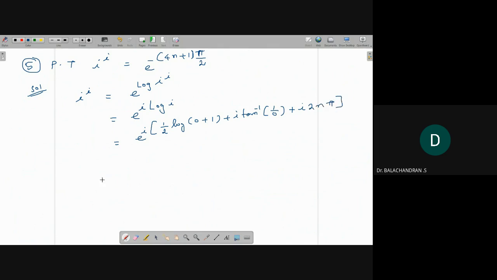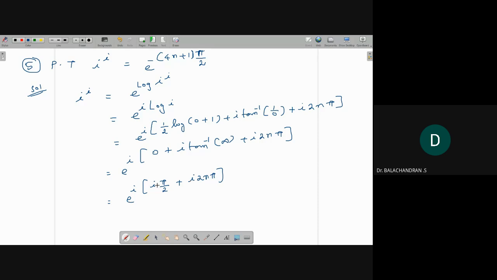Okay. So now this is equal to, you can write e power i log 1. Log 1 is 0. So this is 0 plus tan inverse of infinity plus i 2n pi. So this is equal to e power i, and tan inverse of infinity is pi by 2. So i pi by 2 plus i 2n pi.